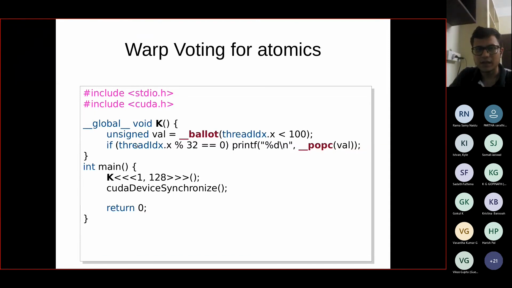The number of set bits, and the number of set bits here for warp 0 will be 32, right? Because all the 32 threads of the warp will satisfy this condition. Similarly for warp 1 and warp 2, but for warp 3 only 4 threads will satisfy the condition. Hence the output will be 32, 32, 32 and 4. So I hope you are getting this.